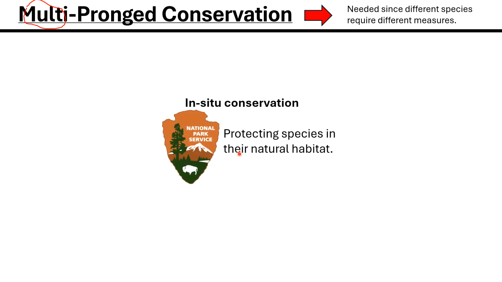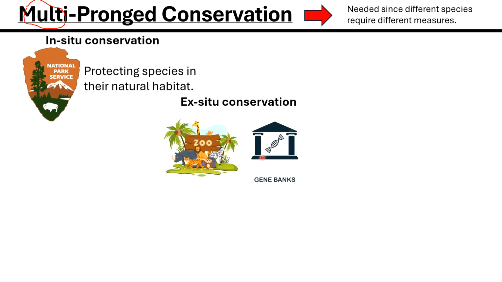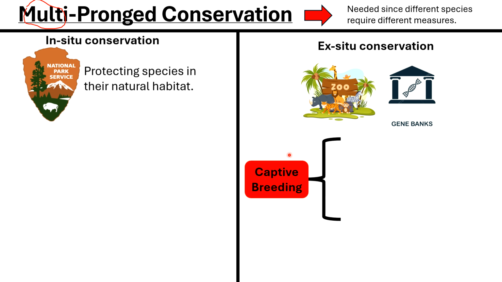Multi-pronged conservation is the method used at the moment because different species require different measures, and this leads to in situ conservation, so protecting species in their natural habitats, such as in national parks, and the opposite, which is ex situ, where we protect these species on our own terms, in captivity. So looking at examples for each, we'll have captive breeding right here, which is, as I said before, keeping them on our own terms, such as in zoos, breeding centers, etc.